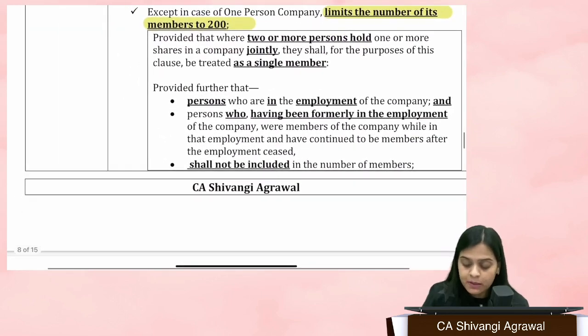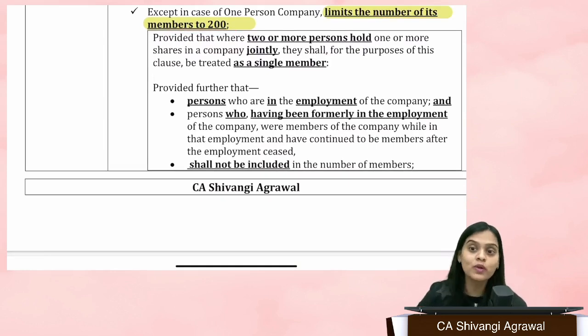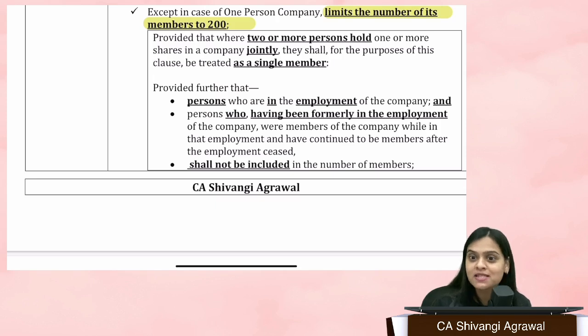Now, when I say that the company limits the number of its members to 200, what do we mean by that? There can be maximum 200 members in a private company. But I took an example of Flipkart India Private Limited. It has so many employees. There might be very few people who have invested in the company, that is fine. But then there are so many employees who are working in that particular company.